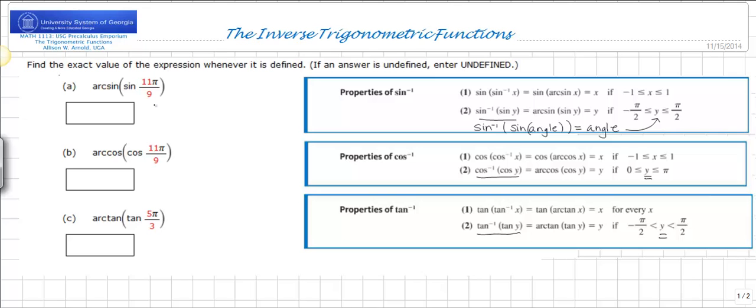So here I'm going to ask myself, is 11 pi over 9 between negative pi over 2 and positive pi over 2? And if you're ever confused about that, take out your calculator and literally crunch the numbers, 11 pi over 9 compared to, say, pi over 2. Why don't you take a moment and try that?